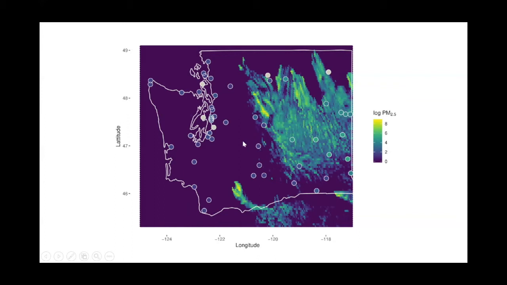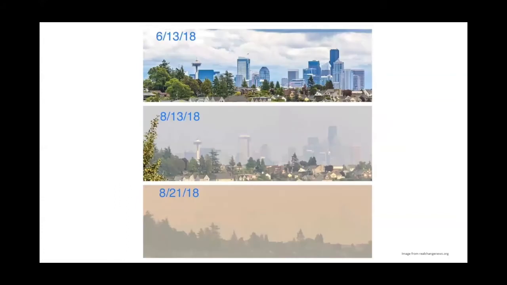And why this particular case? Well, this is from 2018. So this is the Seattle skyline on a beautiful sunny day in June. Two months later, it's August and it's wildfire season. It's already starting to get polluted, and just a week or so later, you can barely even make out the skyline. It's that bad in Washington.